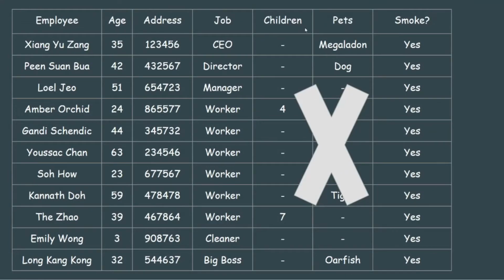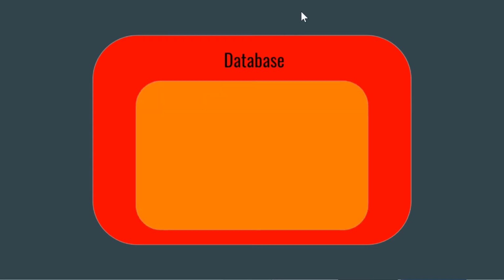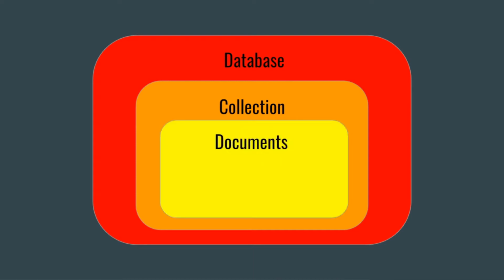So therefore, we'll be introducing you to NoSQL, which handles unstructured data very well. And by the way, NoSQL stands for "not only SQL", which doesn't really make sense. It should just stick to NoSQL. So this is how a NoSQL database looks. First, this red rounded rectangle represents a database. Within a database, there are collections, and within collections, there are documents. You can treat it like a Venn diagram where a database contains collections, and collections contain documents.